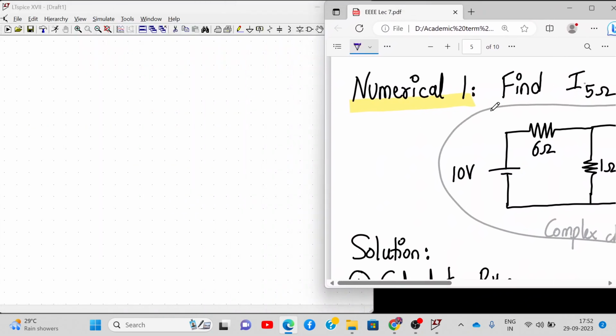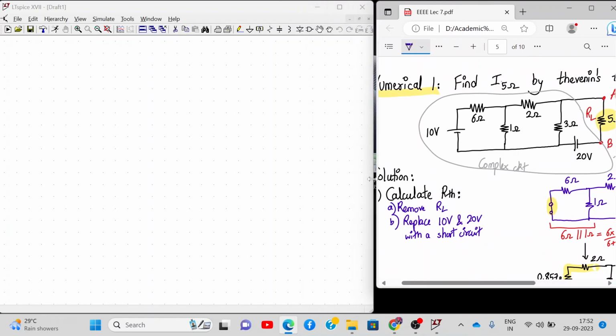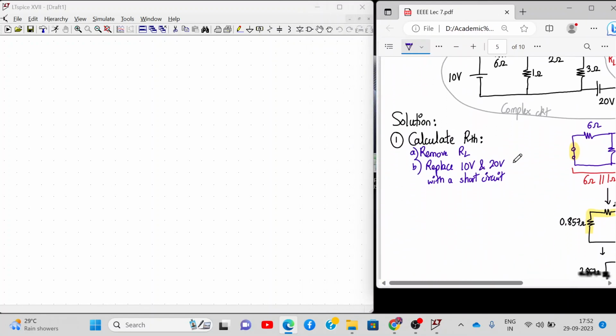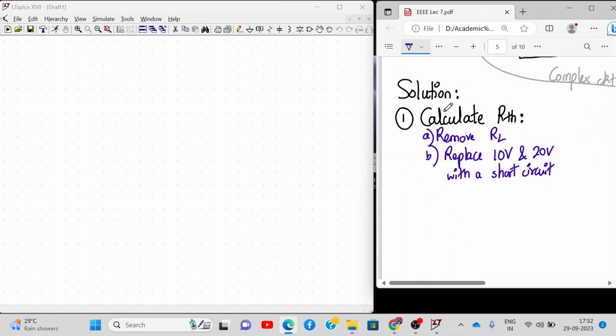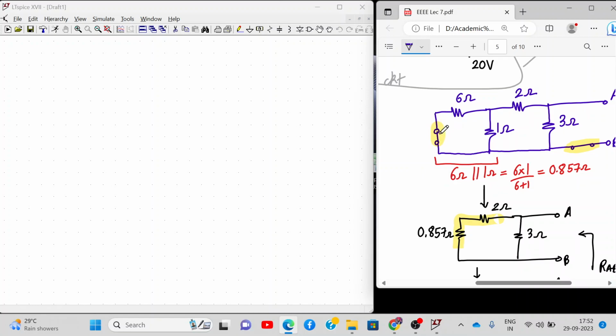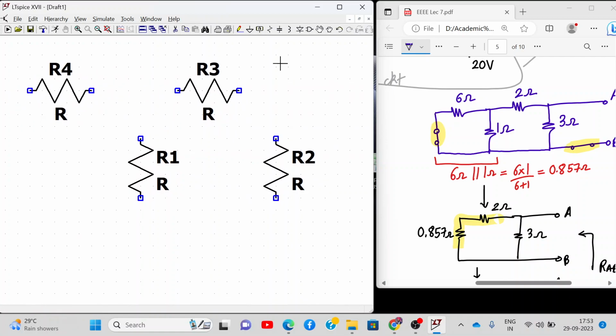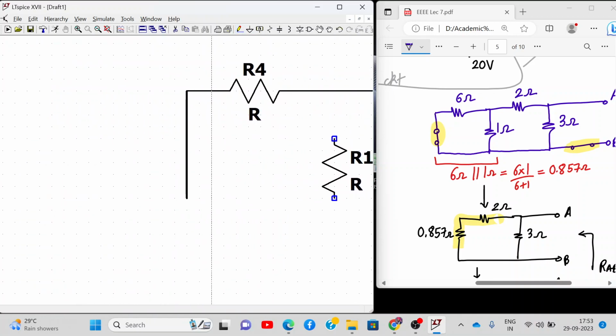Let me minimize the screen so that I can keep the window of LTspice open. Alright, so we'll follow the procedure to calculate RTH. For RTH, what did we do? We short circuited the sources over here. So let's connect them as it is. Here we have 1 ohm, here this is 3 ohm, and then there are two more resistors over here and over here. Alright, and then there are points A and B. Let's connect that.